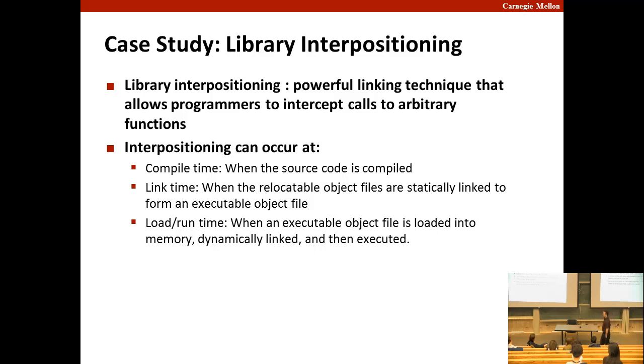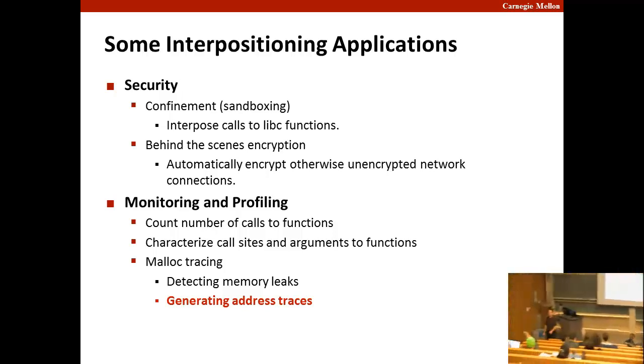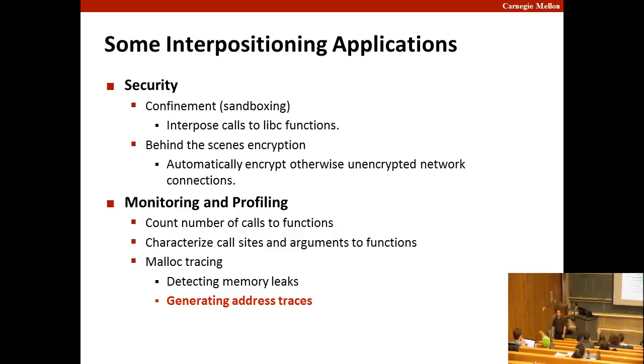So library interpositioning is basically this idea of replacing one library call with another library call. We can do it at compile time, we can do it at link time, we can do it at runtime. Let's take a look at why. We might want to interposition calls to disable things. We don't want you to use networking, so we're going to replace networking calls. We may want to monitor and profile. We may want to find out how many times a function is called. So we may want to replace the function with some wrapper function, and then have that wrapper function call the function itself.